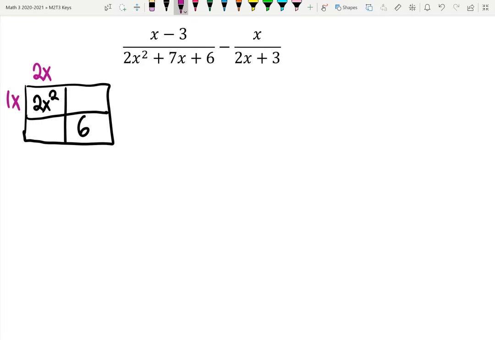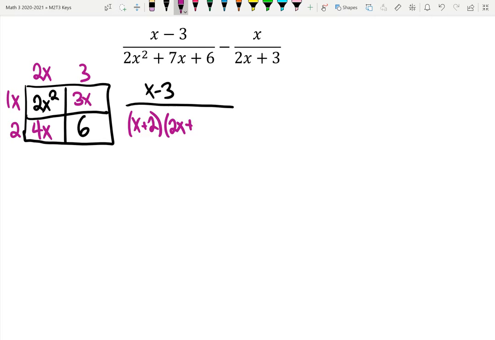So I'm thinking of the possibilities. I'm going to go ahead and put the 2 here and the 3 here. This is going to create the situation where I have 3x and 4x, and voila, I factored it. So rewriting in factored form is going to be x plus 2, 2x plus 3, minus x over 2x plus 3. Let's look at my denominator. x cannot be negative 2.